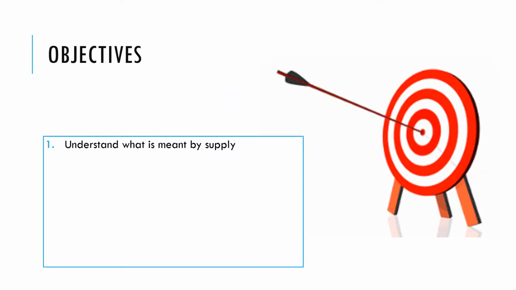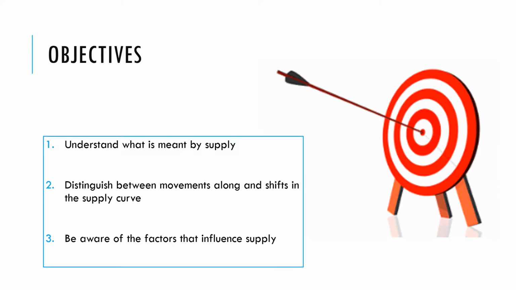In this video, we're going to look at what is meant by the term supply. We're going to do a little bit on the supply curve, movements along and shifts in the supply curve, and then lastly look at some factors that influence the level of supply.